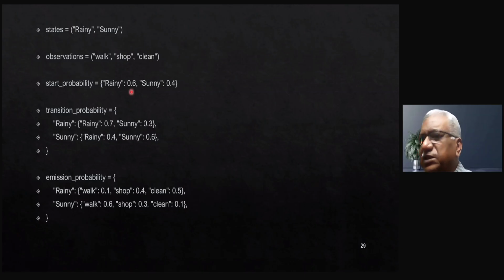It won't be less than 0. So probability rainy, sunny, we have 60% of the time the weather is sunny and 40% of the time it's rainy. Now the transition probability is rainy to sunny and sunny to rainy.